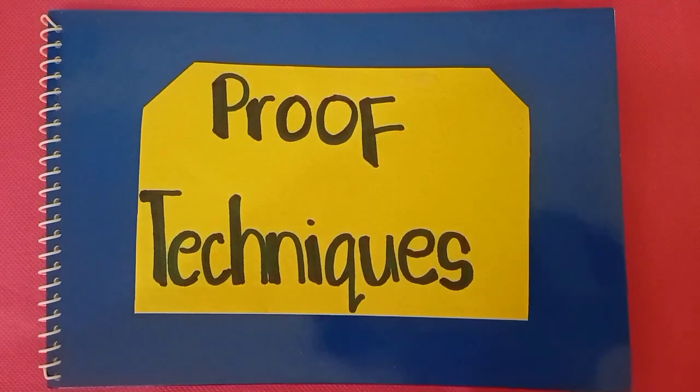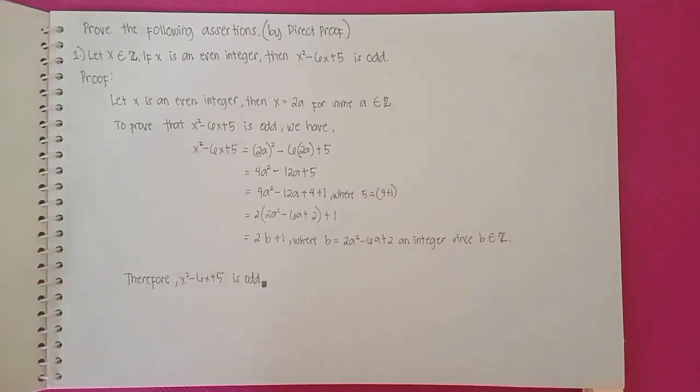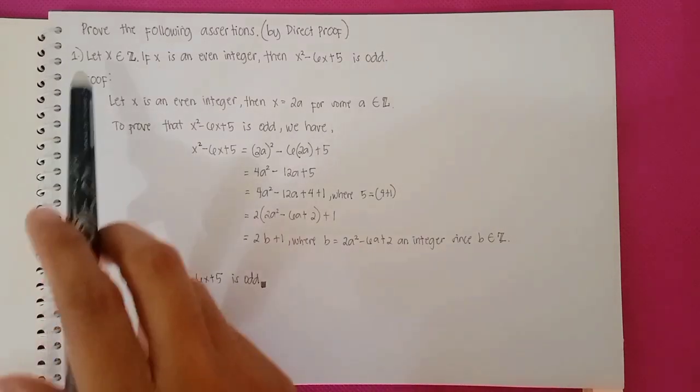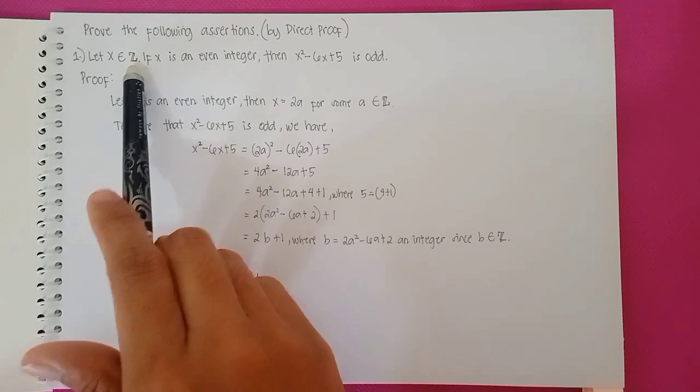Proof of techniques. Prove the following assertions by direct proof. Number 1. Let x be an element of integers.